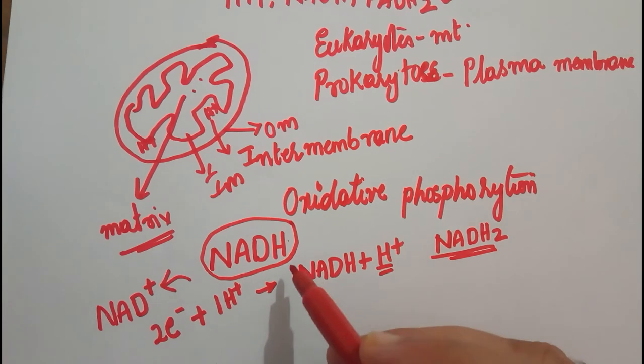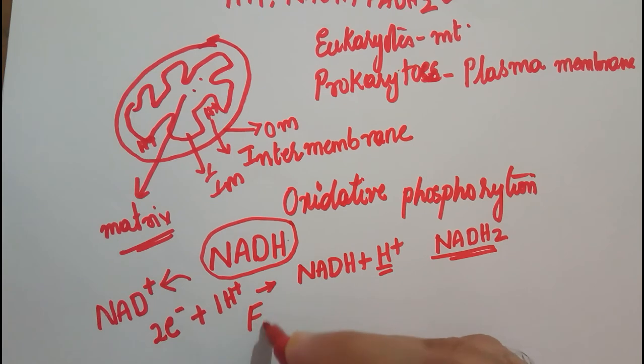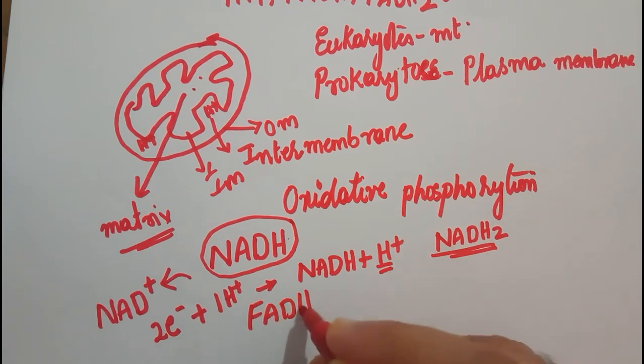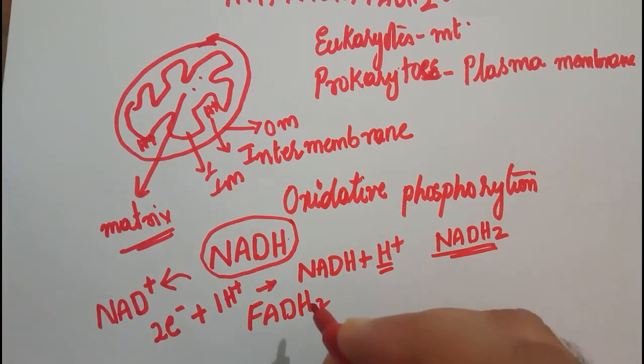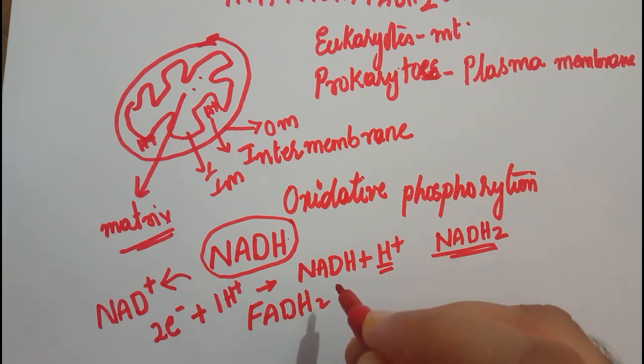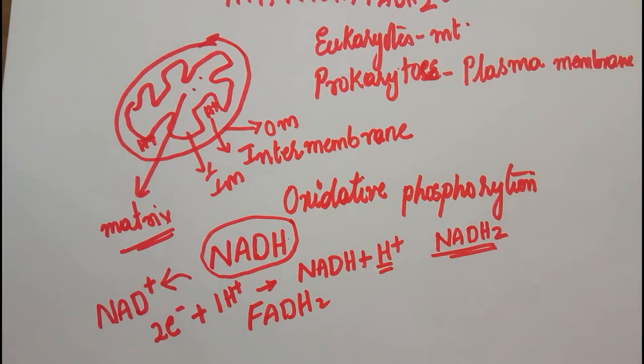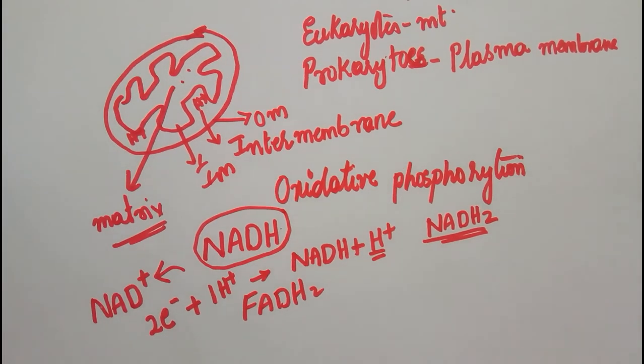So NADH is going to get oxidized. Similarly, FADH2 is also going to get oxidized. Now these two, NADH and FADH2, are going to get oxidized. Now we will see what the complexes are and how they are working.